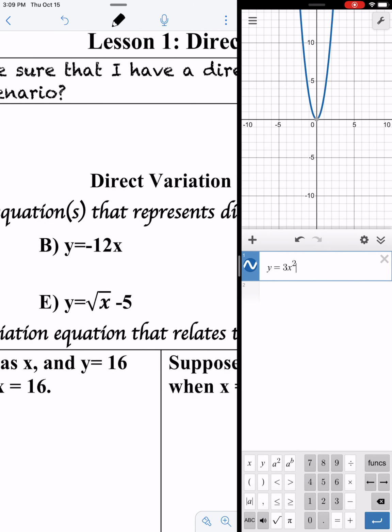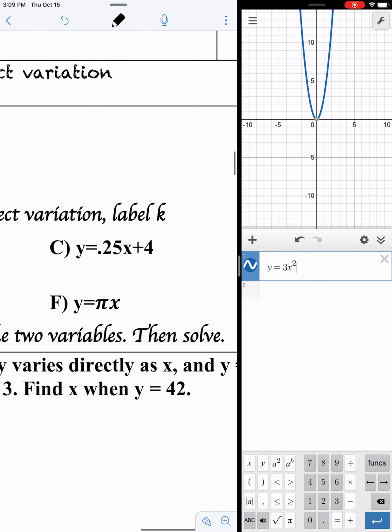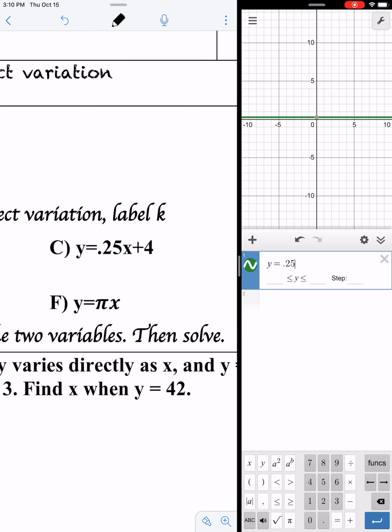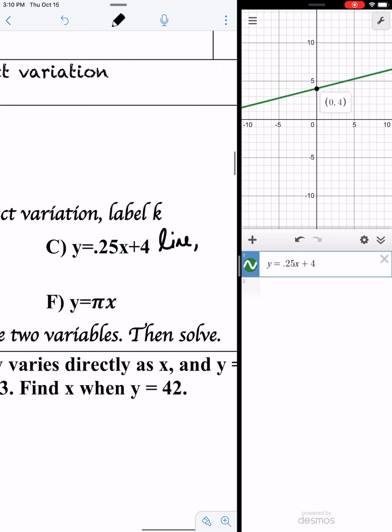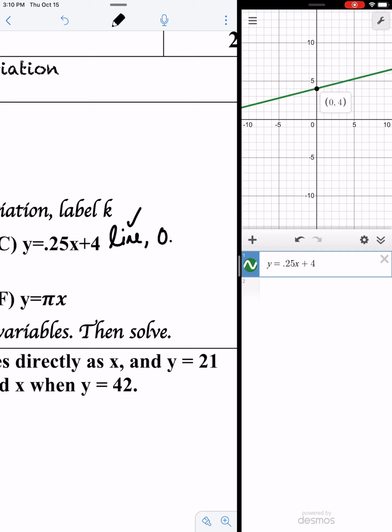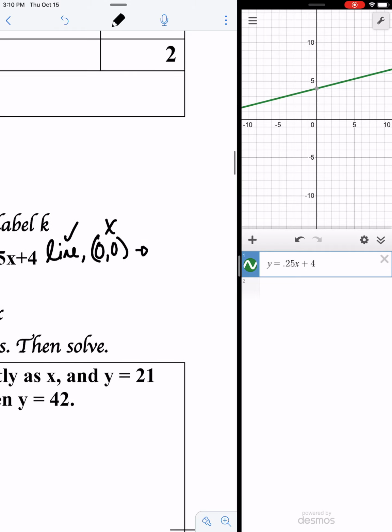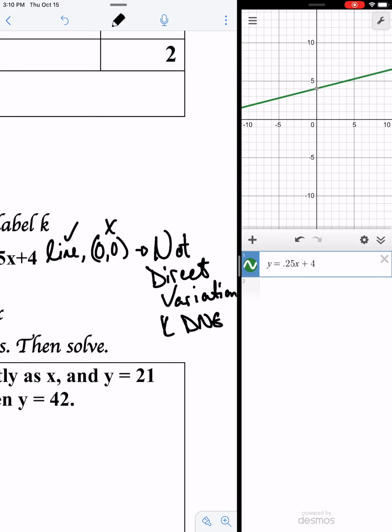I'm going to scoot over here to C. Y equals 0.25x plus 4. So again, this is a line. Does it go through the point 0, 0? No. Therefore, it is not direct variation. So K does not exist.